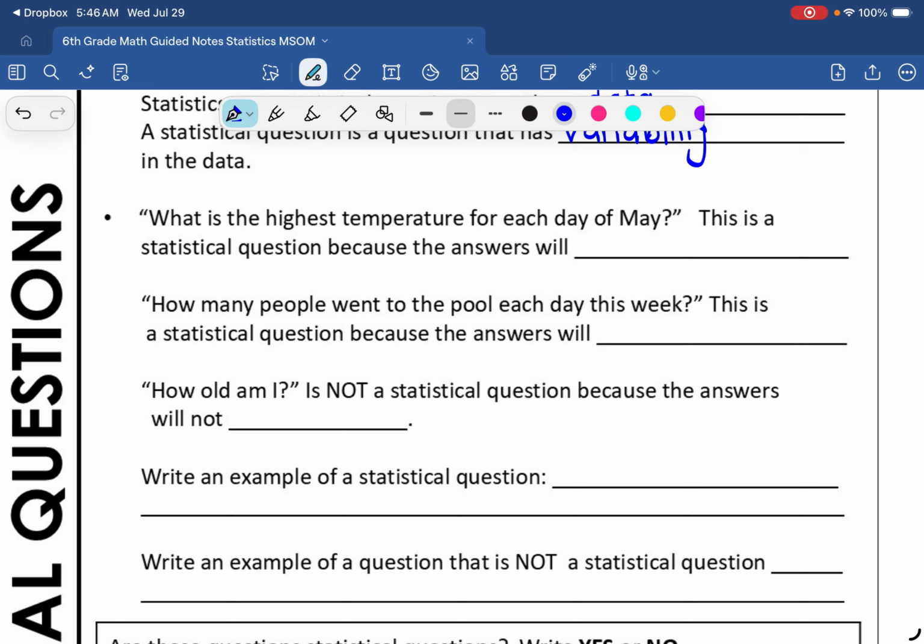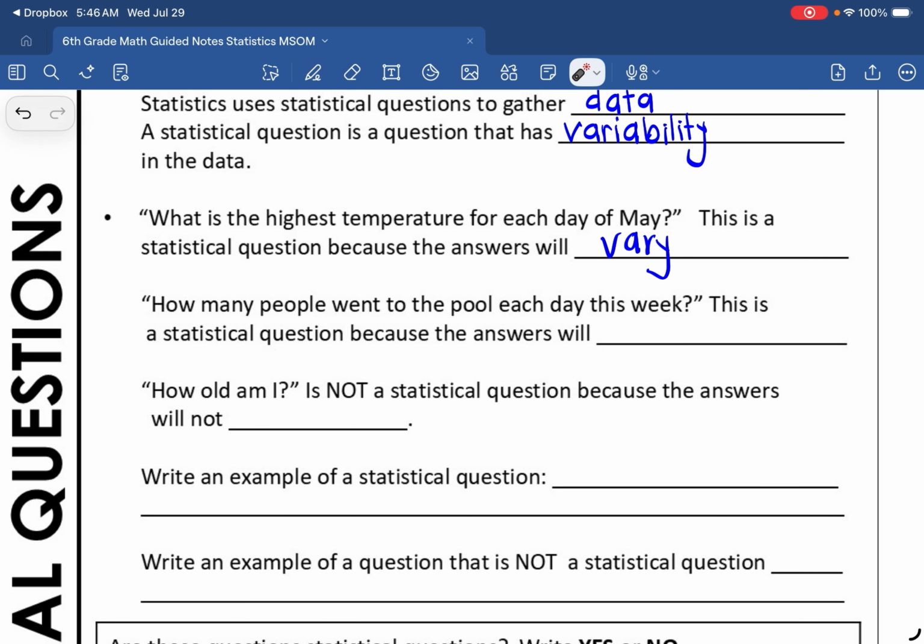Let's get started. Statistics is the study of data. Statistics uses statistical questions to gather data. A statistical question is a question that has variability in the data. What is the highest temperature for each day of May? This is a statistical question because the answers will vary.